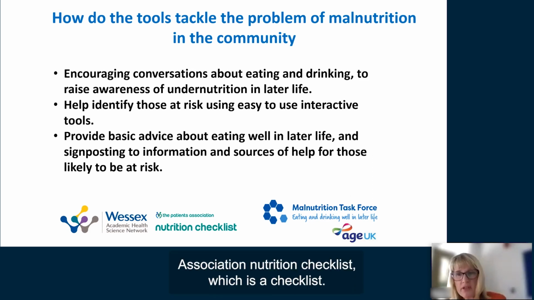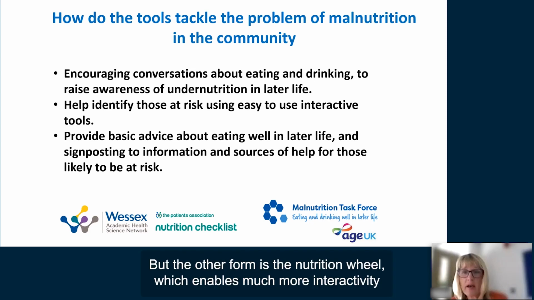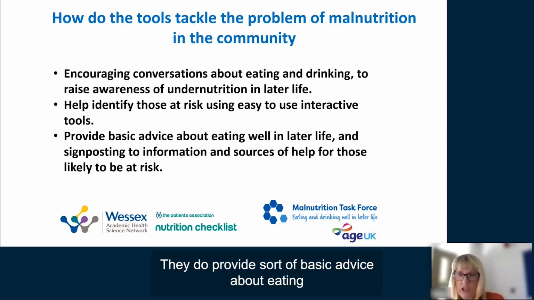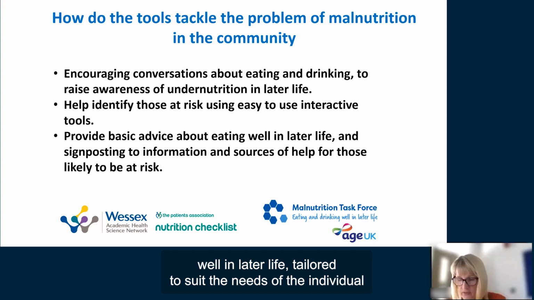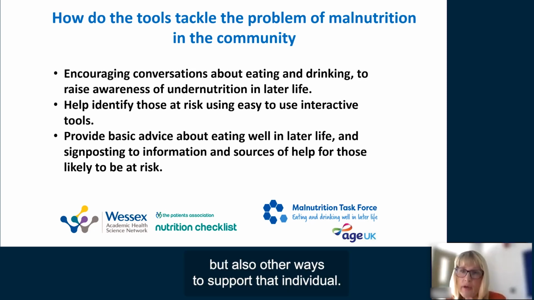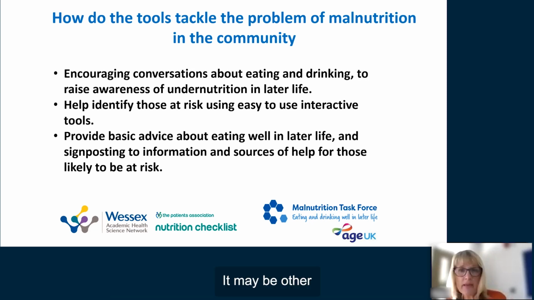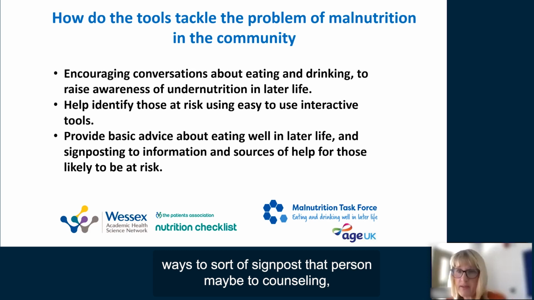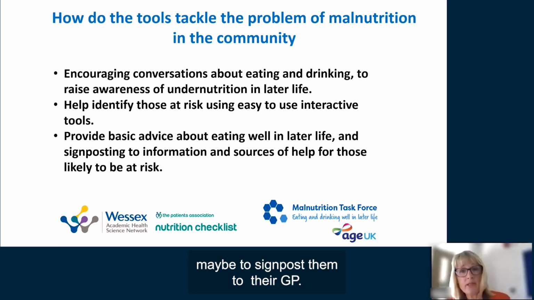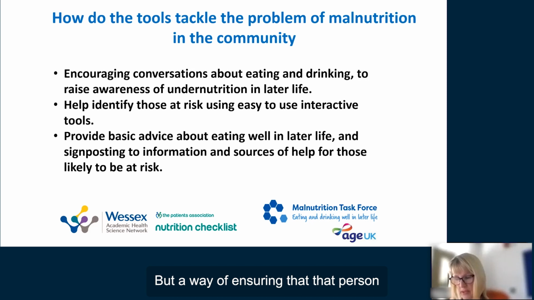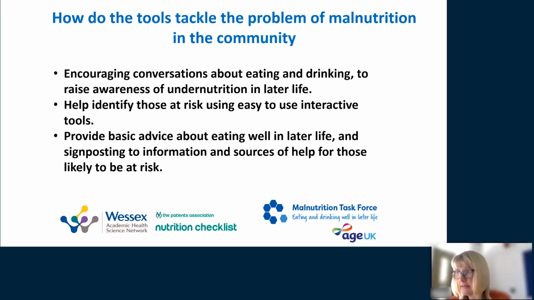So we've got the Patients Association Nutrition Checklist, which is a checklist, but the other form is the nutrition wheel, which enables much more interactivity around the conversation, which I'll come back to in a moment. And they do provide basic advice about eating well in later life, tailored to suit the needs of the individual, but also other ways to support that individual. And it may not be simply around eating and drinking. It may be other ways to signpost that person, maybe to counselling, maybe to their GP, but a way of ensuring that that person gets the help and support that they need.